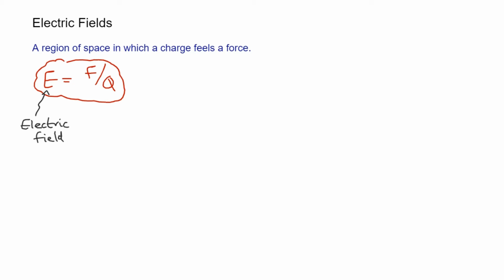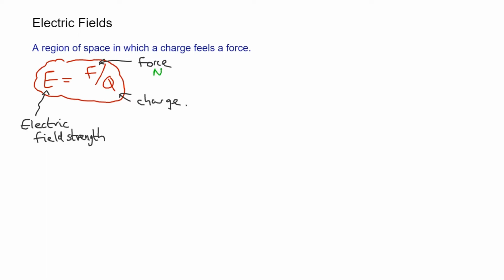And we can see that it ties up with the definition of electric field, a region of space in which a charge feels a force, because we're defining electric field strength as the force per unit charge. So the force per coulomb. That gives us a way to compare different points in an electric field, or different points in different electric fields.